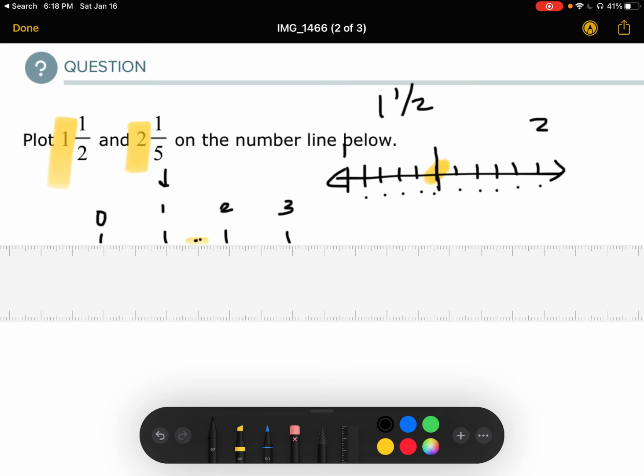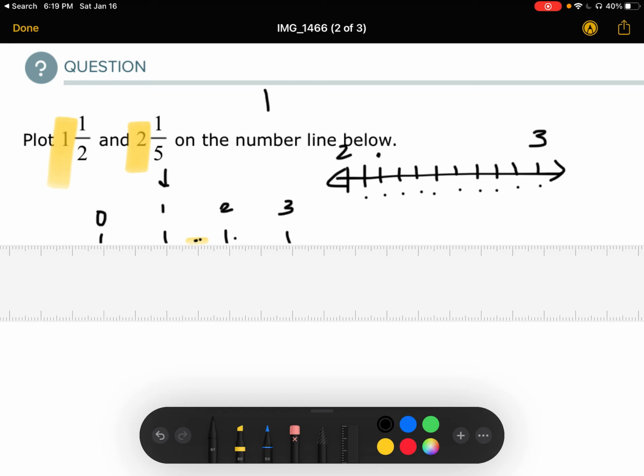Okay, so 2 and 1/5, you would do the same thing. You'd say, okay, erase that, and put 2 here, put 3 there, and you say, what is 1/5 of 10? Well, 10 divided by 5 is 2, so 1/5 would be 2 into it. You say 1, 2, and you would mark it right there. So on here, you will go to the second tick mark, which you can't really see all that great, which will be right about there.